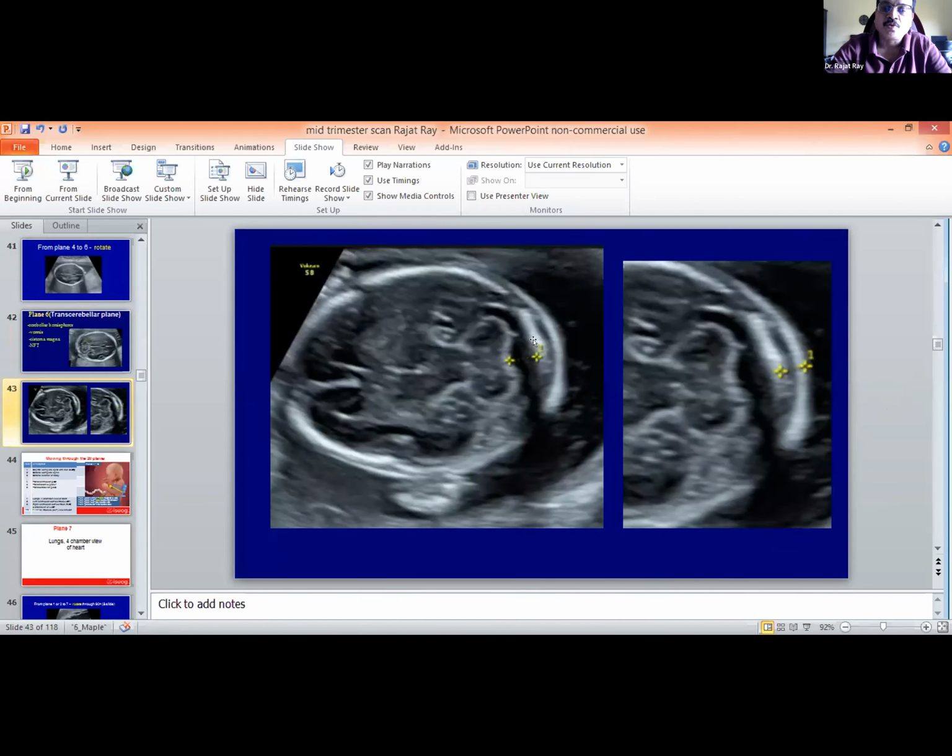Behind the vermis, to the occiput, this space is called cisterna magna. And from the outer occiput to the outer skin, this is the nuchal skin fold thickness, which you measure in the mid trimester at this level.